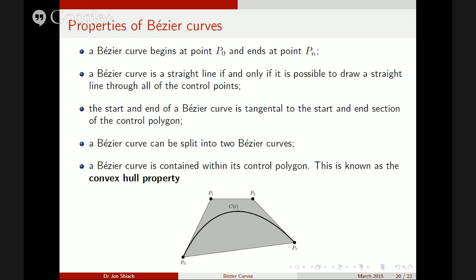The start and end of a Bezier curve is tangential to the start and end section of the control polygon. What I mean by that is the gradient here between P0 and P1 is the same as the tangent of the Bezier curve at that point. We can divide Bezier curves: we can split them up into 2 Bezier curves and keep doing that if we want. And a Bezier curve is always contained within its control polygon. So if I draw a polygon around the control points, our Bezier curve is always contained within that polygon.